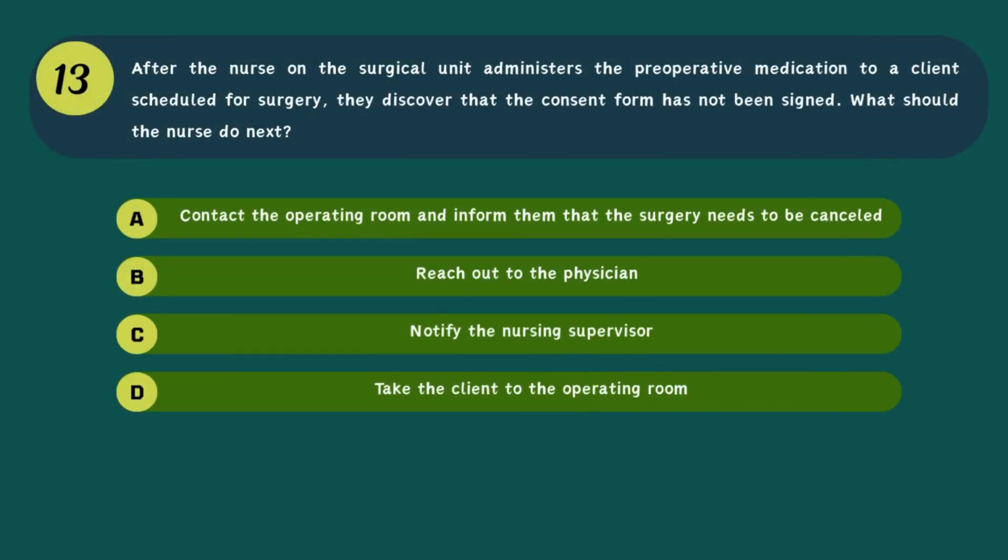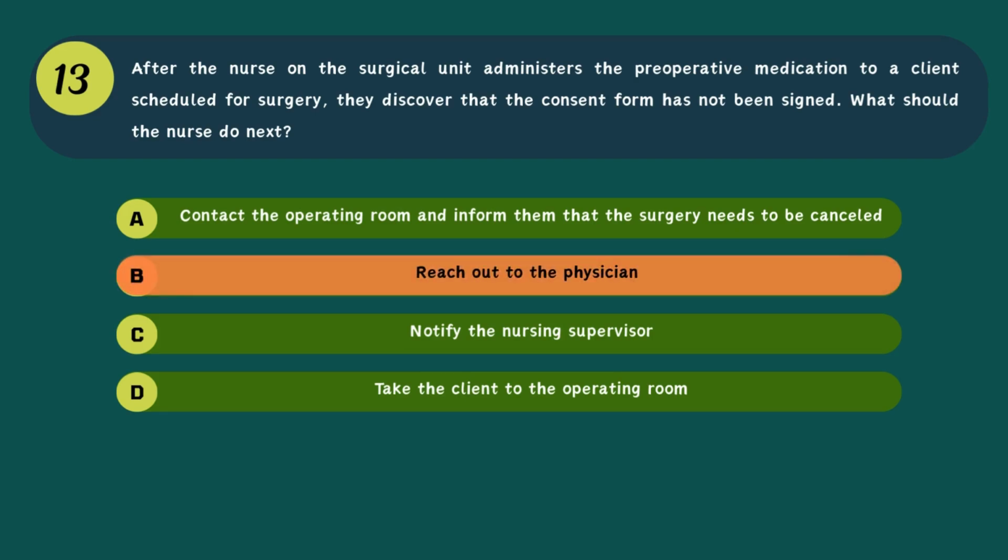Question 13. After the nurse on the surgical unit administers the preoperative medication to a client scheduled for surgery, they discover that the consent form has not been signed. What should the nurse do next? A. Contact the operating room and inform them that the surgery needs to be cancelled. B. Reach out to the physician. C. Notify the nursing supervisor. D. Take the client to the operating room.